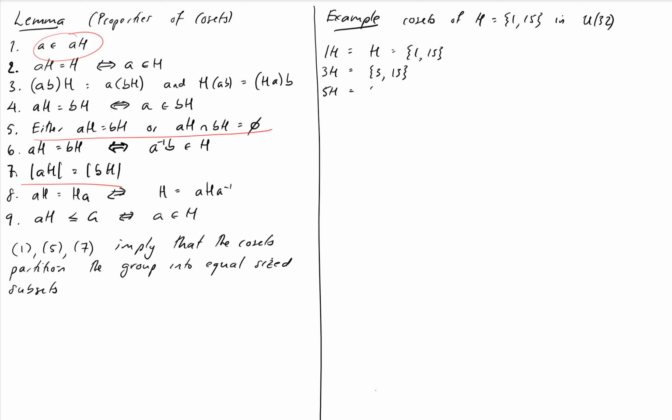5H is going to be 5, and 5 15s, that's 75, which sounds like 11 more than 64. We keep on going. 7H. These are all relatively prime to 32. 7H is going to be {7, 9}. Now the next thing in U of 32 is 9, but we've already seen 9, so there's no point in making 9H because we know that we'll get {7, 9} again. Next thing relatively prime to 32 is 11. 11 has also already been seen. We've got 11 in this one. We then have 13 in this one, 15 in this one.